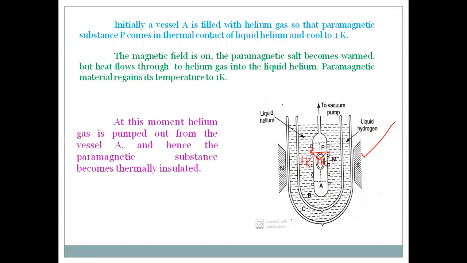Now at this moment, the helium gas is pumped out by using this vacuum pump. So then what happens? The space surrounding the gadolinium sulfate is vacuum. Due to this vacuum, heat does not transfer from outside to inside or inside to outside. That is called an adiabatic process.